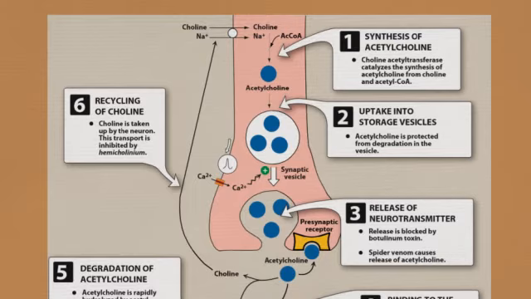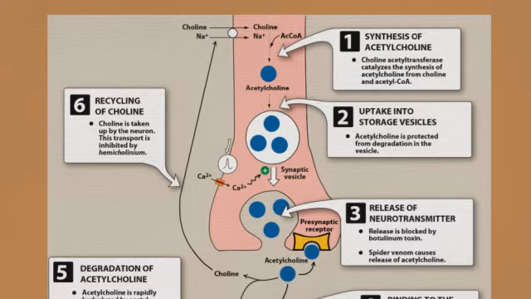and this neurotransmission actually involves 6 very important steps that we are going to discuss one by one. The first step is the synthesis of acetylcholine. Acetylcholine is formed by the conjugation of two important components: choline and acetyl-CoA. You can see it very clearly in this figure, the conjugation of choline and acetyl-CoA.